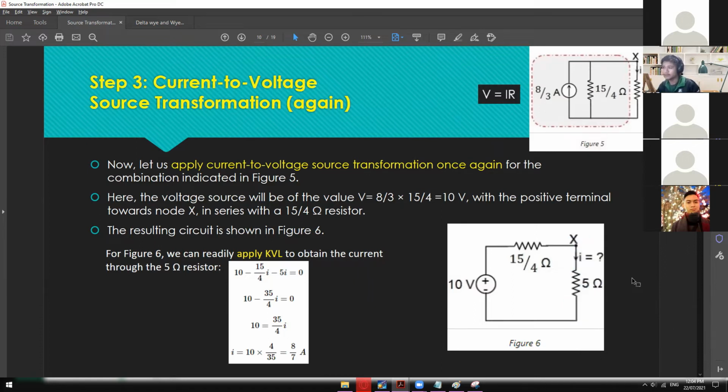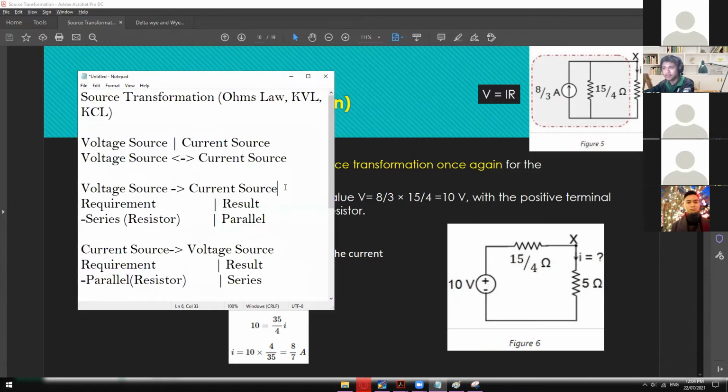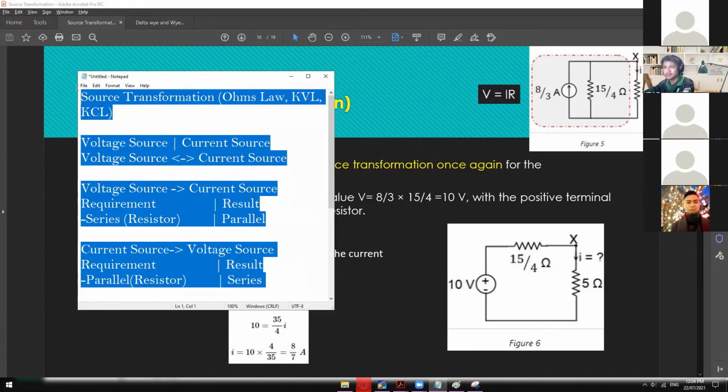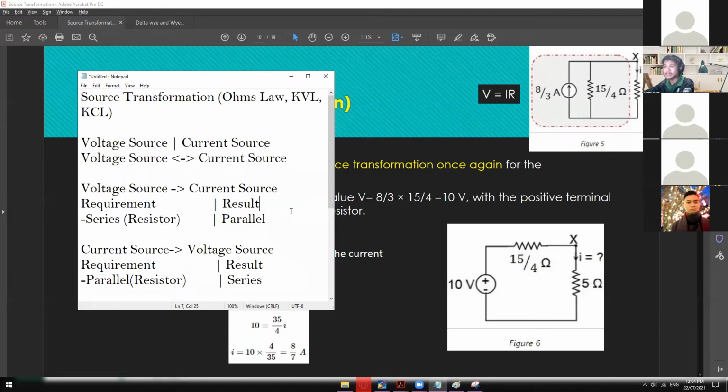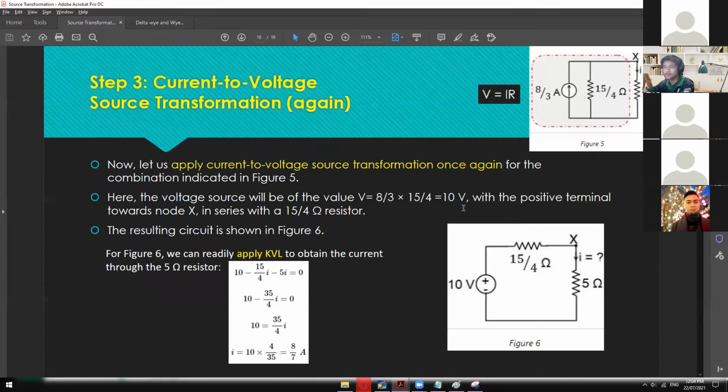Are we clear with this one? Are you guys able to follow? Yes, sir. Nagets naman po. Yes, sir. See? Napakadali lang nito. Ohm's law lang and then you're good to go, as long as you know this rule right here. So screenshot nyo na lang to, then okay na kayo sa source transformation. Sobrang dali lang nito. Okay, so we still have 2 minutes left.